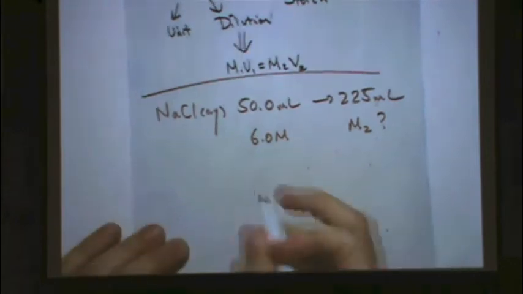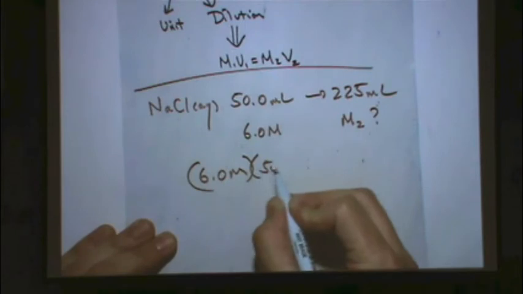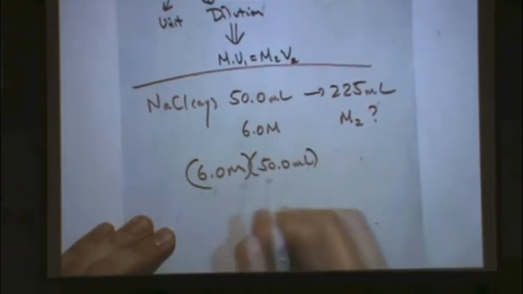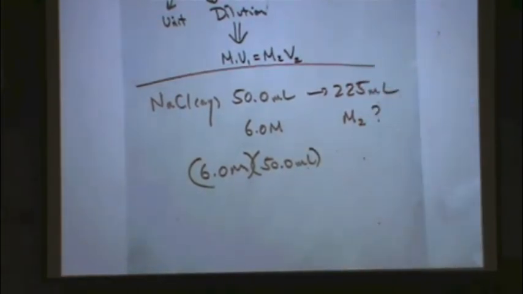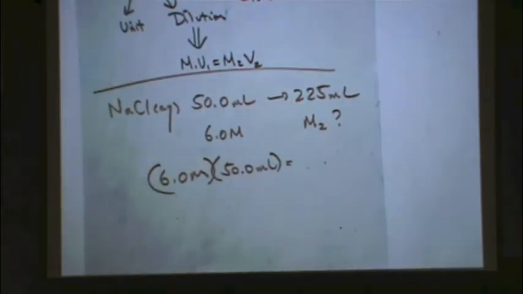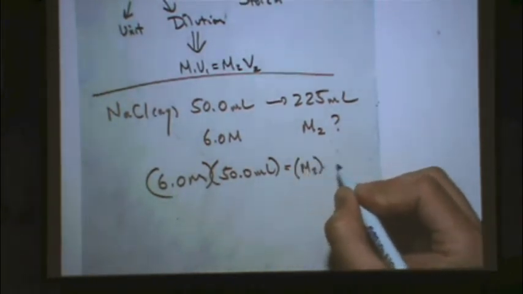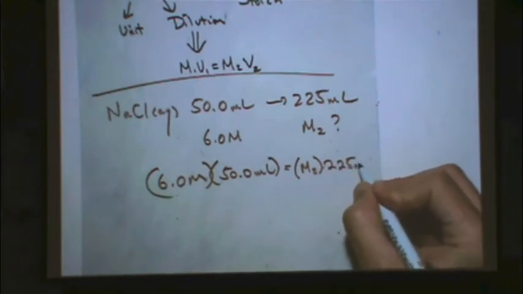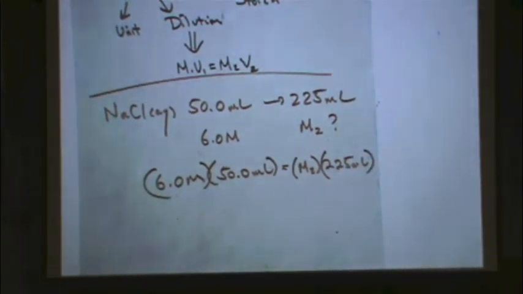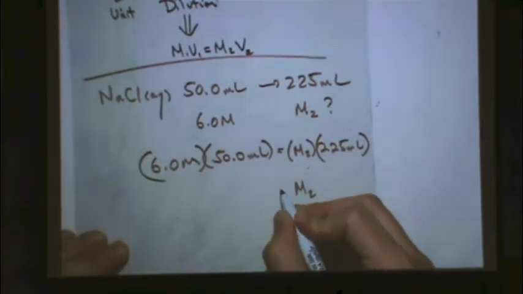Okay, so you just set it up as is. 6 molar, 50 milliliters. And what this does, milliliters times molarity, that'll give me moles, or technically millimoles. And so I'll know the initial moles, and then that's going to equal the final moles. So if you're just adding water, you do not change the moles of the solution. This will be M2 times 225 milliliters. And that's the final in this case. And so you just simply solve.